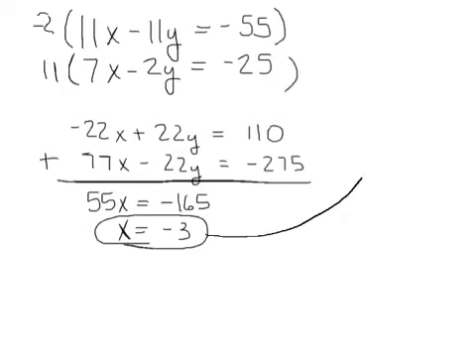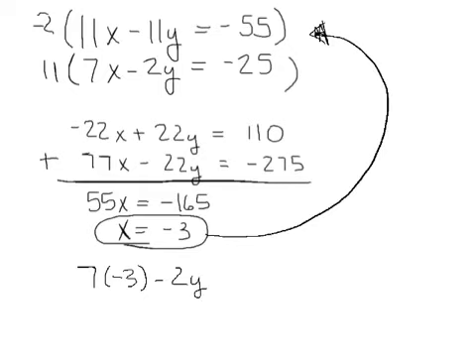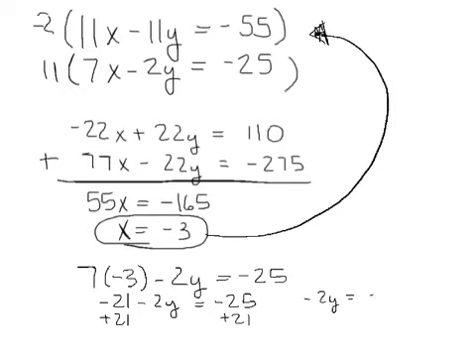I'm going to go ahead and plug this in to one of those 2 equations, just like we learned in section 3-2. 7 times negative 3 minus 2y equals negative 25. Negative 21 minus 2y equals negative 25. Add 21 to both sides. I've run out of room. Negative 2y equals negative 4. Y equals 2. Okay, next slide.